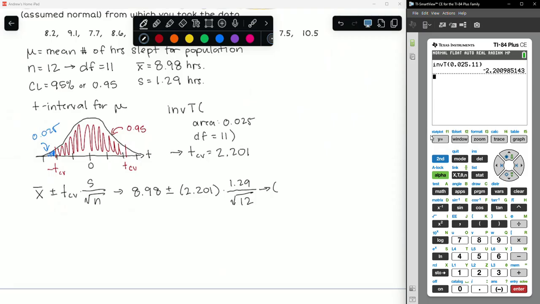So let's do the minus calculation first. 8.98 minus 2.201 times 1.29 divided by the square root of 12. And we get 8.16. And then changing that subtraction to addition to get the upper limit, we get 9.80 rounded.